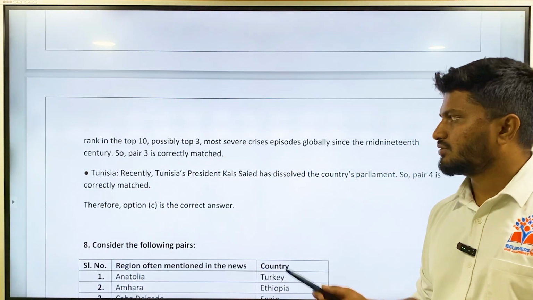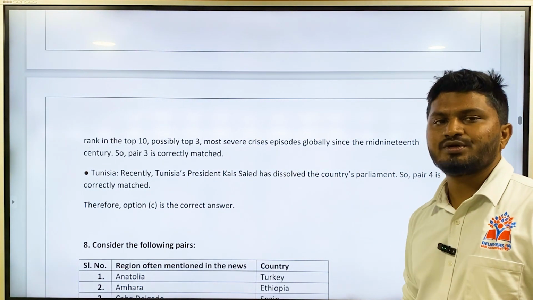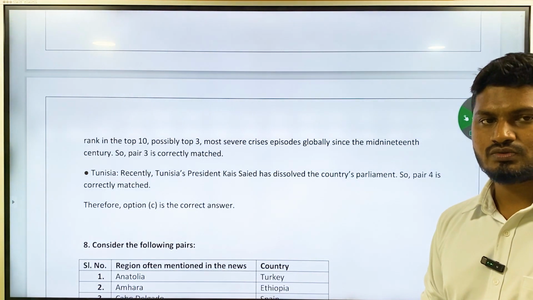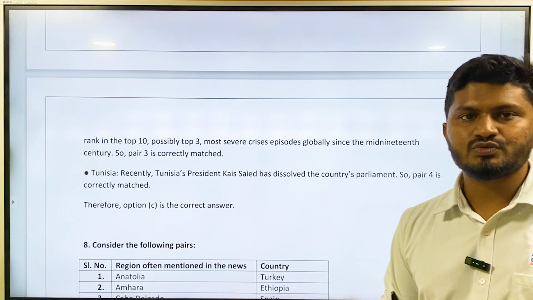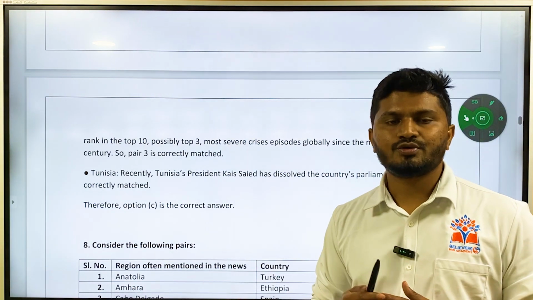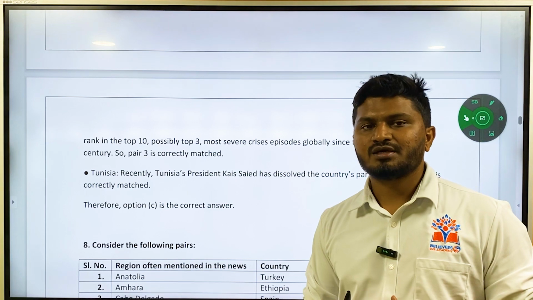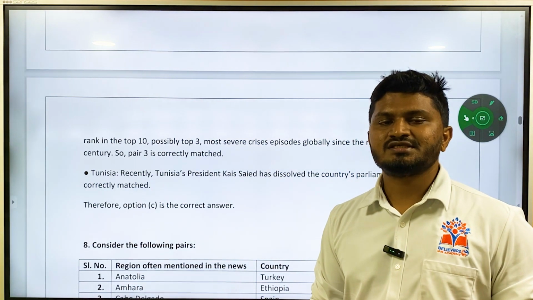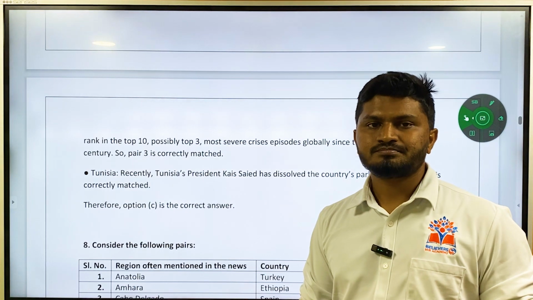Okay, so by this time you should understand how important international relations and map-based questions are. Whenever you see any country which is going through turmoil, or which is having an issue with China, the USA or India, that country becomes very important. So current affairs is mixed with international relations and asked based on the map.